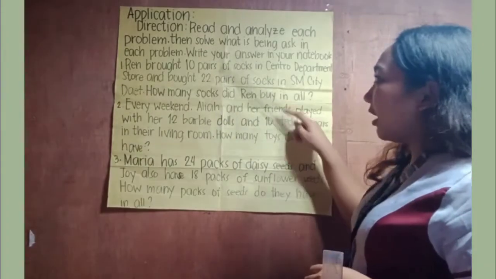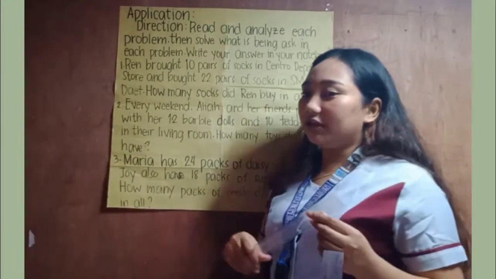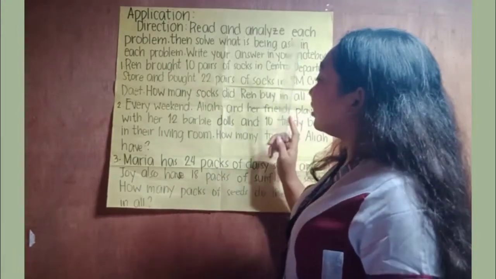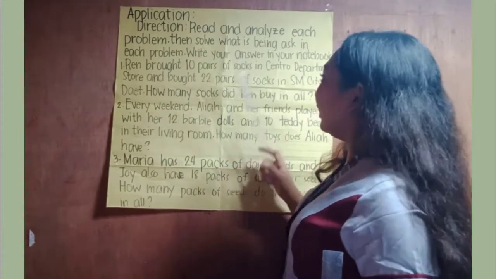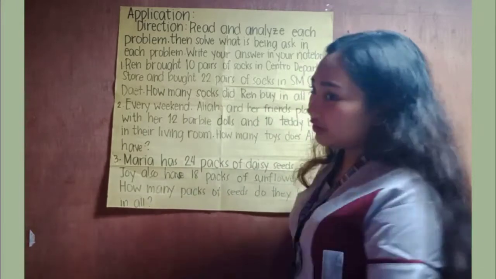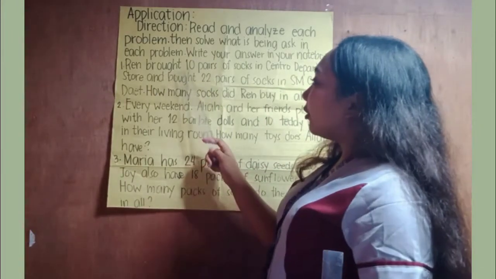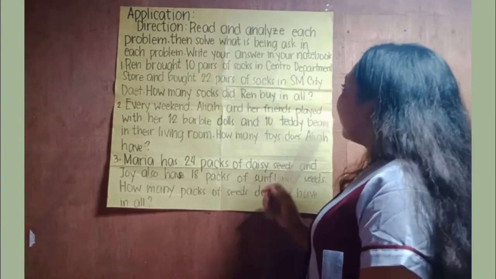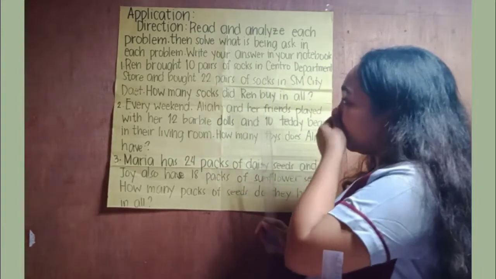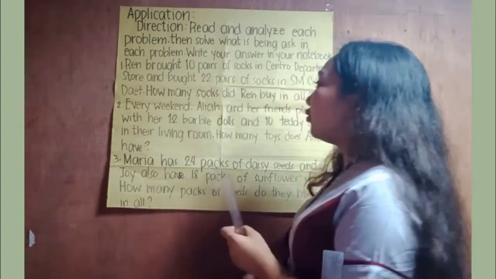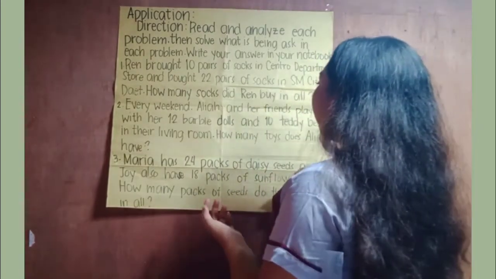Okay, class. For the next activity, you need to read and analyze each problem, then solve what is being asked in each problem. So, write your answer in your notebook. So, number 1 is, Ren bought 10 pairs of socks in Centro Department Store and bought 22 pairs of socks in SM City Daet. So, how many socks did Ren buy in all?